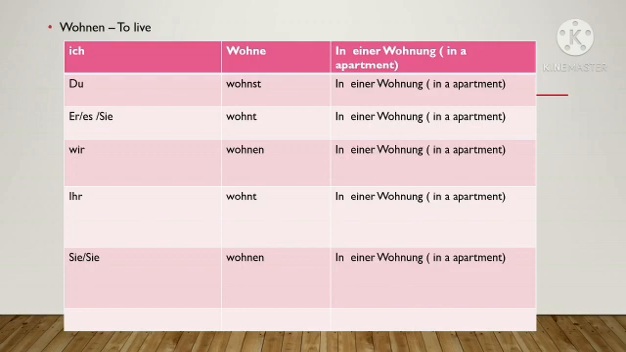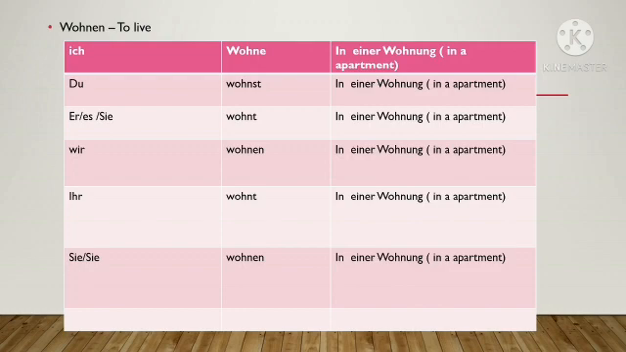Ich wohne in einer Wohnung. I live in an apartment. Du wohnst in einer Wohnung. You live in an apartment. Er, sie, es wohnt in einer Wohnung. He, she, it lives in an apartment. Wir wohnen in einer Wohnung. We live in an apartment. Ihr wohnt in einer Wohnung. You all live in an apartment. Sie wohnen in einer Wohnung. They live in an apartment.